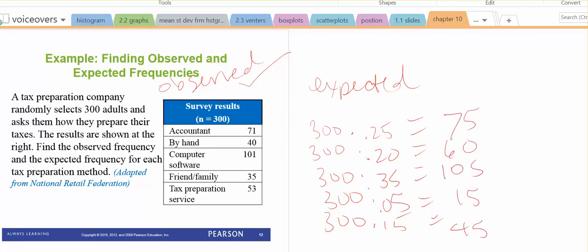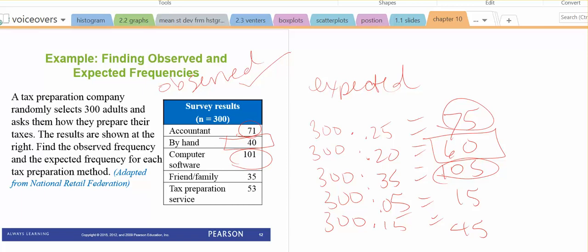Now, just looking at the numbers, the accountant, for example, is 71 as what we observed, and we expected 75. And 300 people, is that off by much? Not really. But if you look at by hand, we observed 40, but we expected 60, so that's a lot lower. The 101 and the 105 are similar, and so forth, okay?